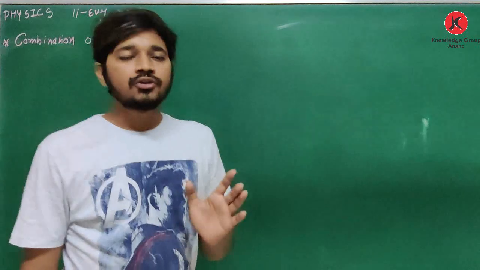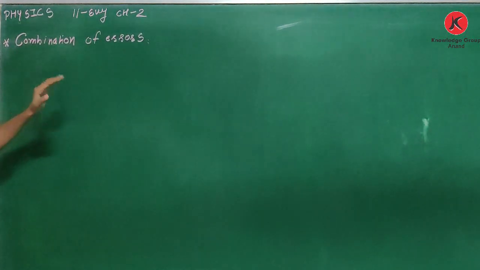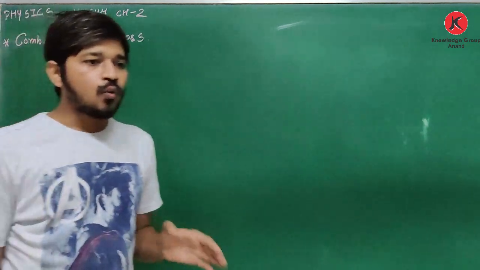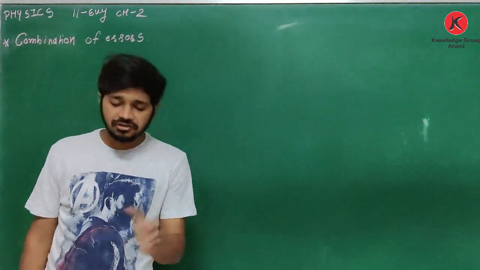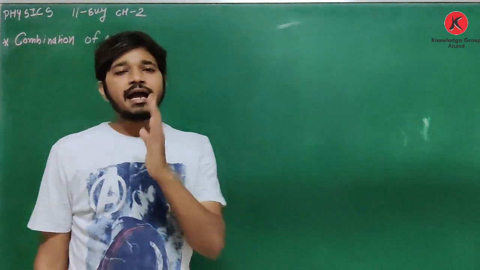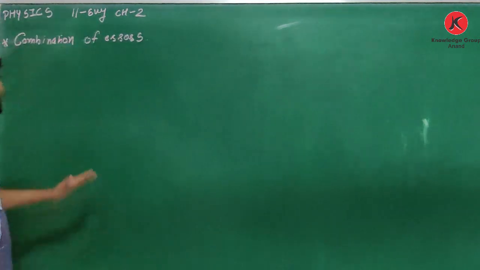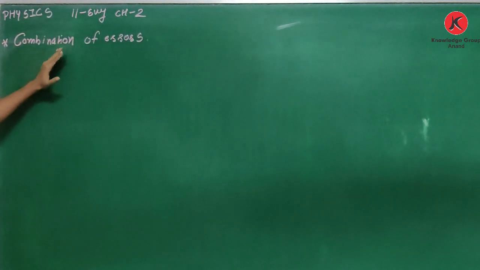Yes or no? So yes, if there is error in L, there is also error in area. Clear about this? So now we will see what happens with error when we add two quantities, subtract two quantities, multiply two quantities or divide two quantities. So today's title is combination of errors.